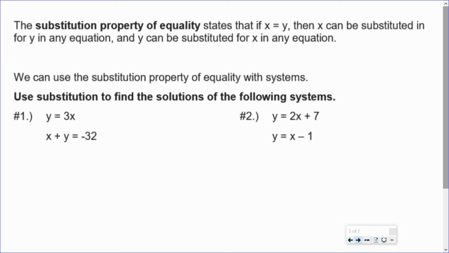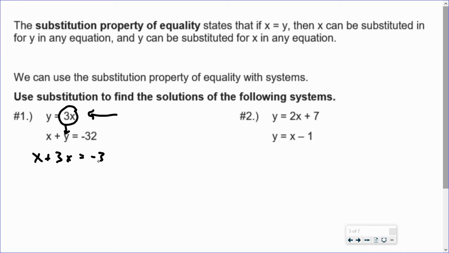Another way is substitution. The substitution property states that if x equals y, then wherever I see the x, I can put the y, or wherever I see the y, I can put the x. Now, here's what I'm going to do: I'm going to look at these, and I'm hoping to see an equation like this one, because that equation says y equals. As long as it says either x equals or y equals, that's what I want. So y is equal to 3x. That means wherever I see a y, I can put a 3x. So I'm going to put this 3x right in here.